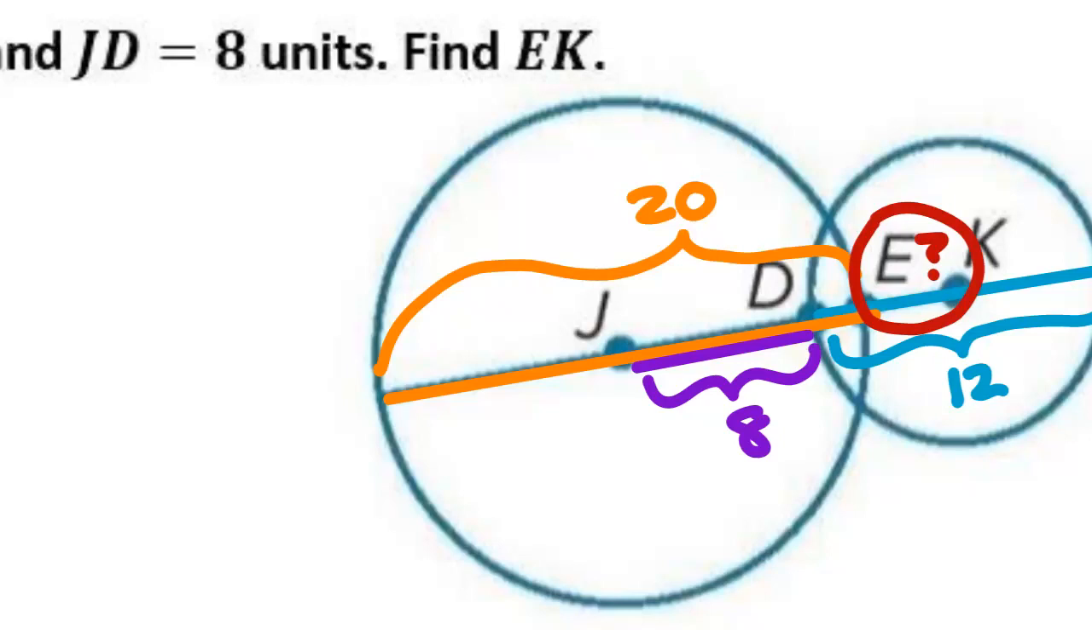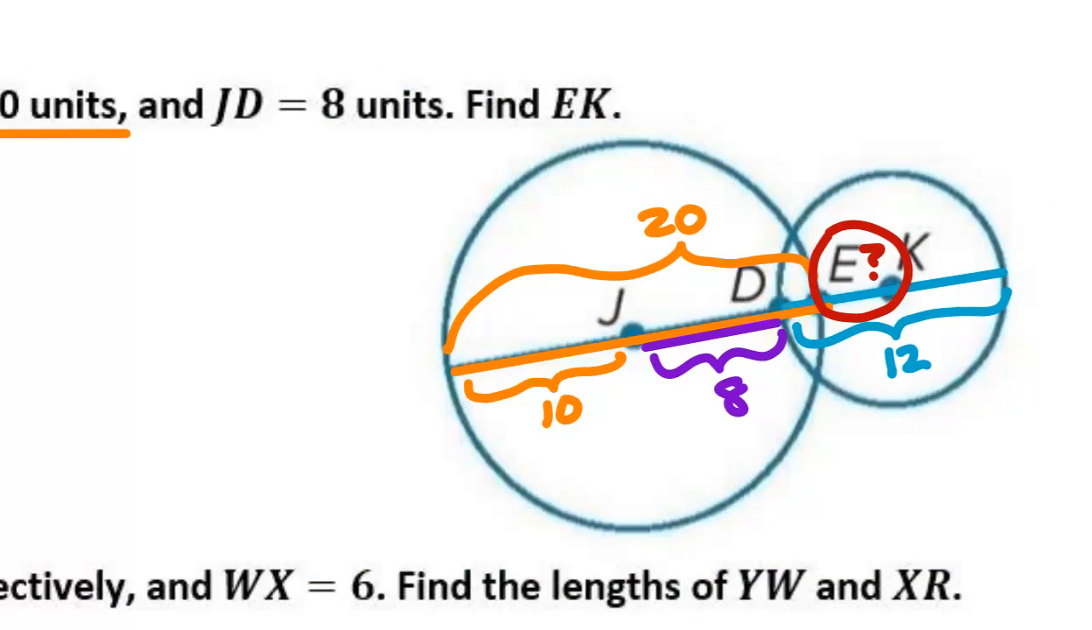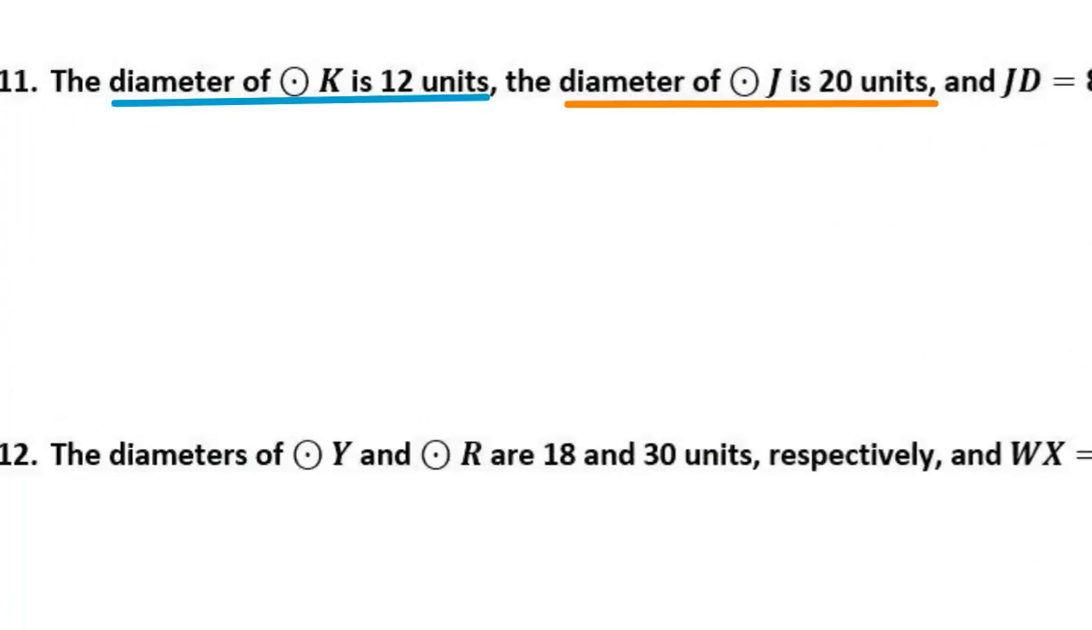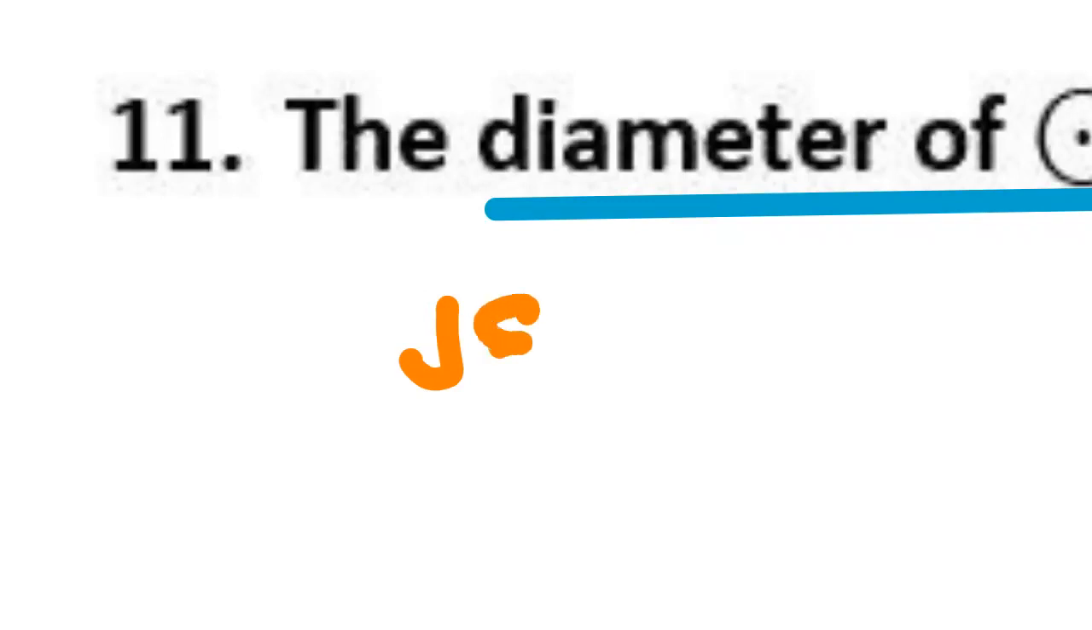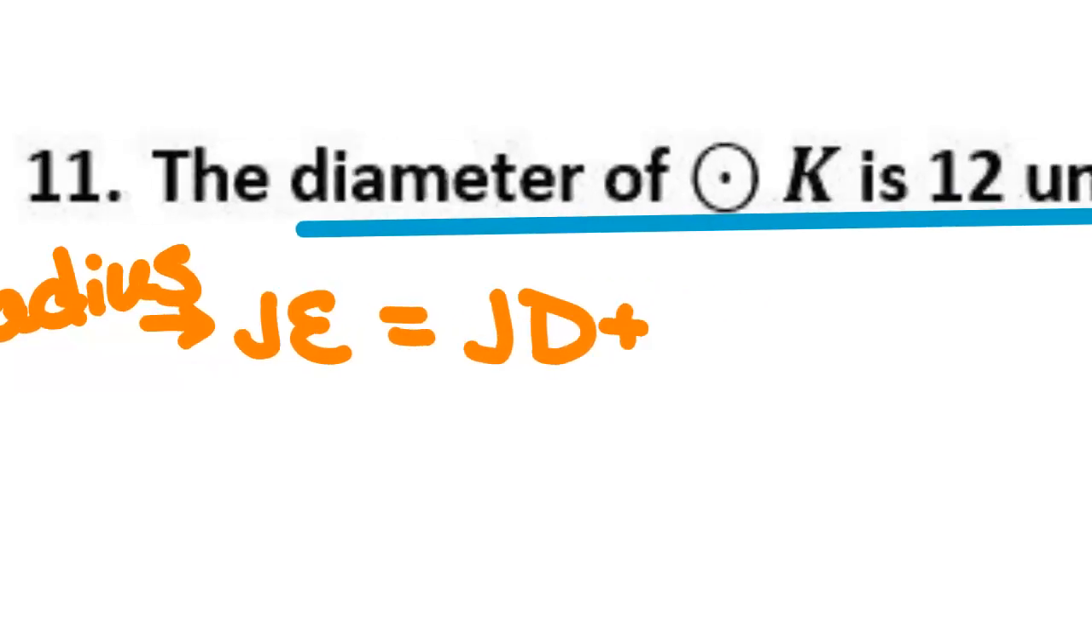If the diameter of circle J is 20, how big is the radius? The radius is 10. Can you name me another radius of circle J other than the one that I just marked? JE. Yep, JE. JE, which is a radius, is kind of cut into pieces over here. JE goes from the center to the edge of the circle, and these circles are overlapping. That's equal to segment JD plus segment DE.